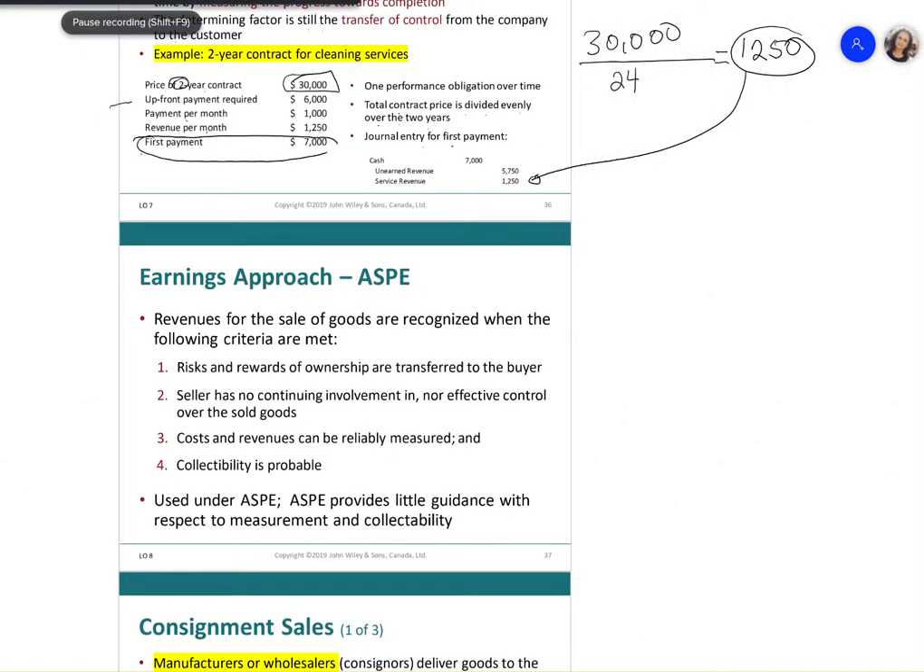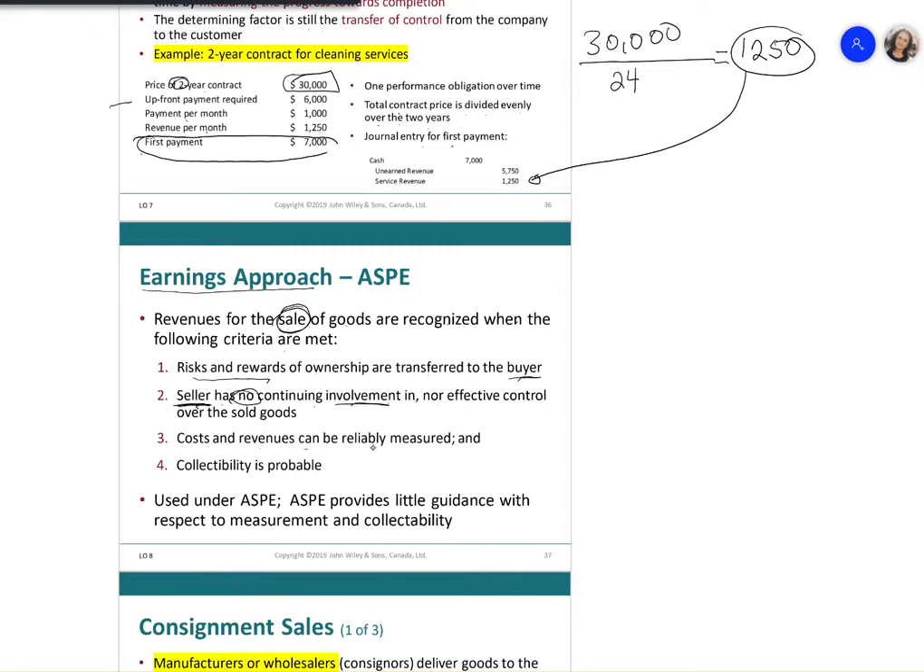ASPE uses the earning approach. IFRS uses IFRS 15, which has 5 steps to recognizing the revenue. Under the earning approach, it's a little bit easier, and there's not much guidance there. Revenue for the sale of goods is recognized when the following criteria are met. You can record the sales at the time the risks and rewards are transferred to the buyer, and the seller has no continuing involvement in, nor effective control. So the seller, as a company, has no involvement.